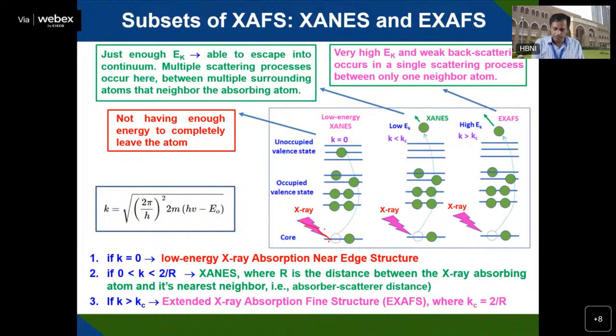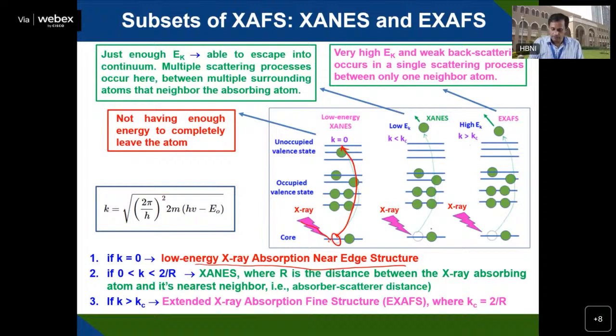In one case, at low energy, the energy is not sufficient, so it does not have enough energy to completely leave the atom. So the electron will just move from here to the unoccupied state here. That is the K equal to 0 here. So it will just go to the unoccupied state at low energy. In X-ray near edge spectroscopy, you will get information about low energy absorption.